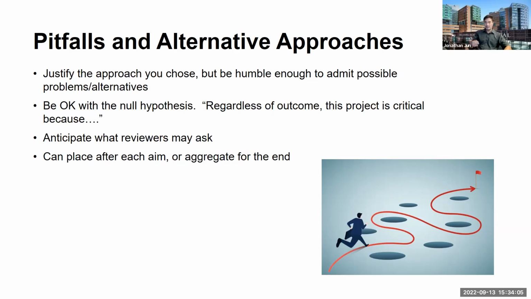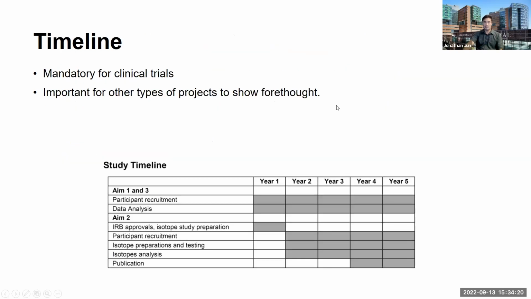Anticipate what reviewers may ask, and in terms of the pitfalls, as we discussed before, that could be at the end of your application. It could be pitfalls about the whole thing, or it could be pitfalls for aim 1, pitfalls for aim 2. I don't think it matters. I think it's dependent on the character of your grant.